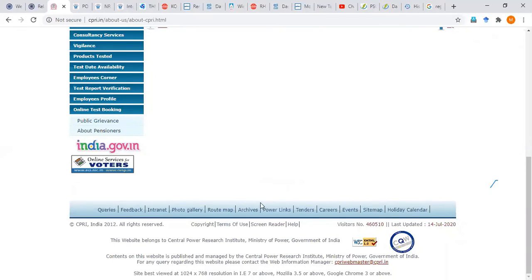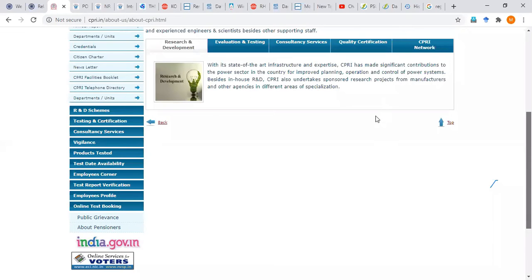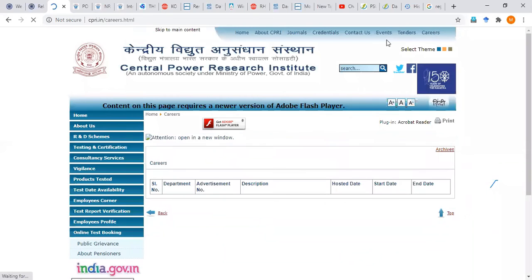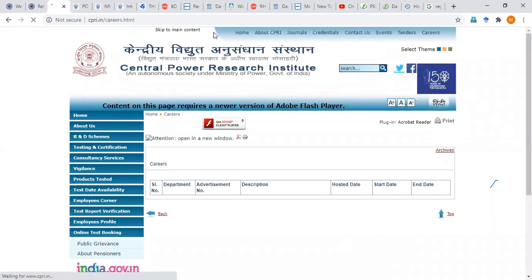Yeah, it is here actually, which is given as a power link. Even you may find about the career options from all these organizations. If I click on this, if they're having some positions which are vacant, or if they have some vacancies, on this particular tab you will get the detailed information about the CPRI careers and opportunities. Even in every organization, you will get such kind of things.